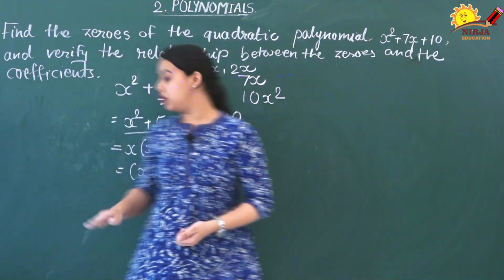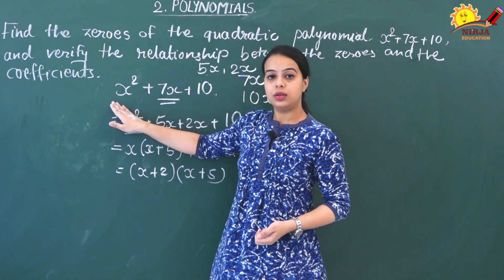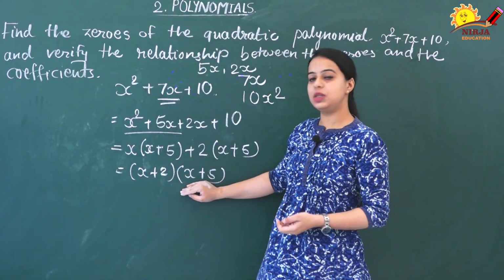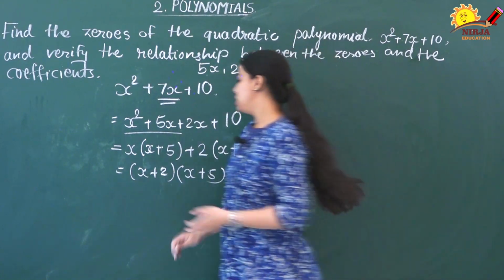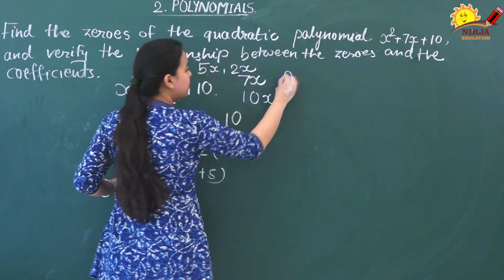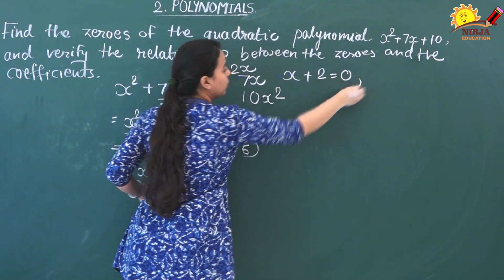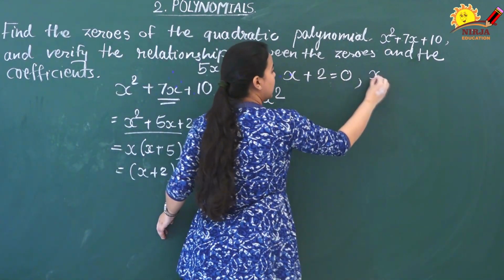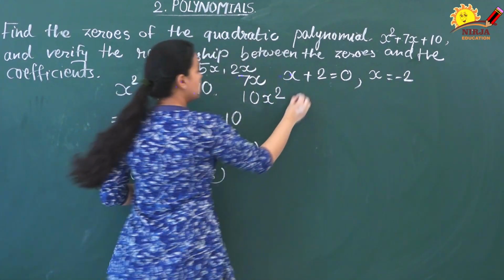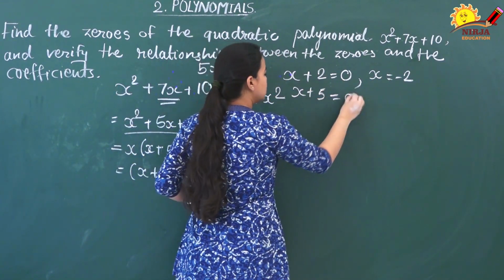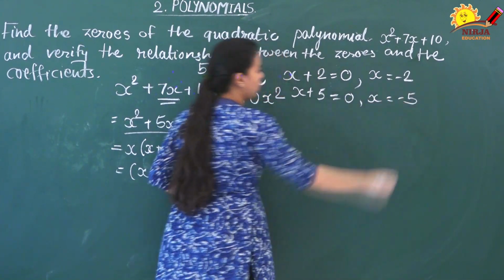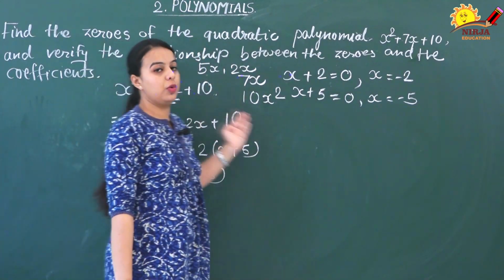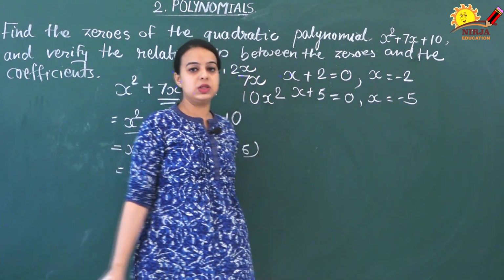That means if this term is 0, then p of x is equal to 0, or else if this term is 0, then p of x will become 0. Let's take x plus 2 equal to 0, and if x plus 2 is equal to 0, then we get the value of x as minus 2. The second one is x plus 5 equal to 0, so x is equal to minus 5. Now we have our two zeros of this quadratic polynomial, which are minus 2 and minus 5.